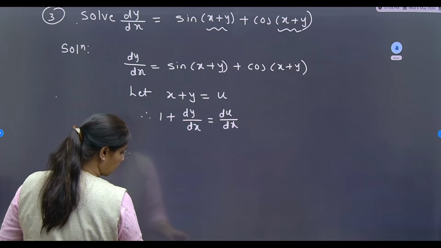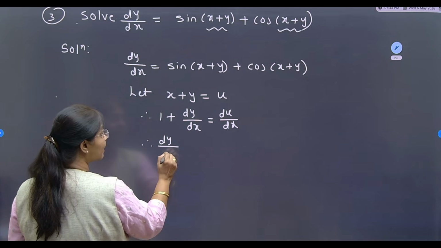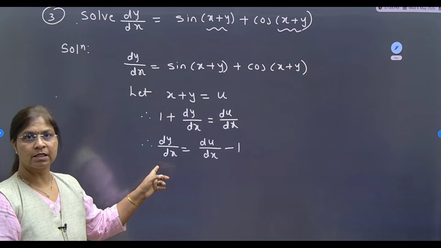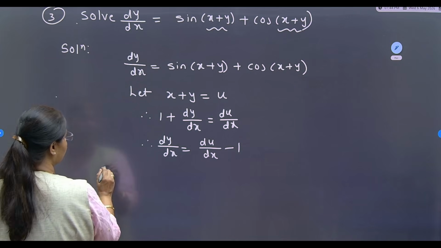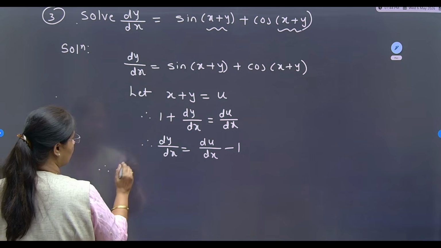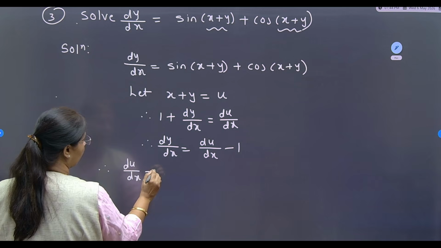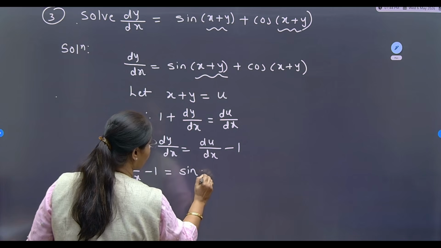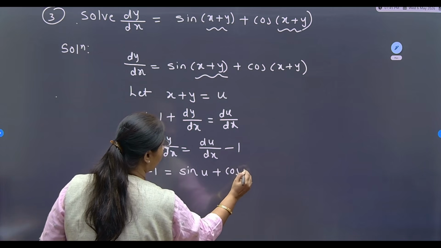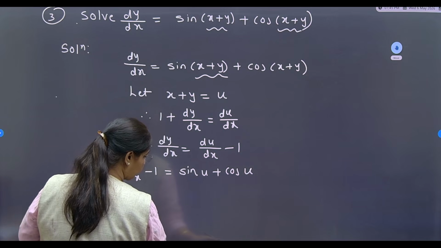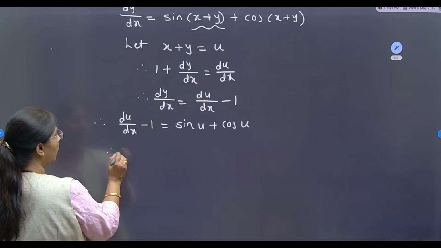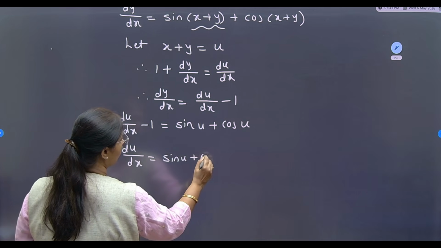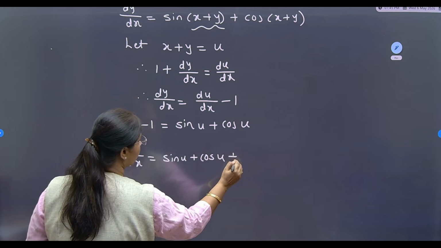Therefore, dy/dx = du/dx - 1. This is the value of dy/dx. Using this, we get du/dx - 1 = sin(x+y) + cos(x+y), where x + y = u. So du/dx = sin u + cos u, and the minus 1 on the left becomes plus 1 on the right.